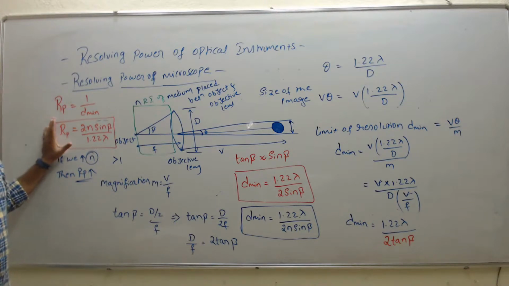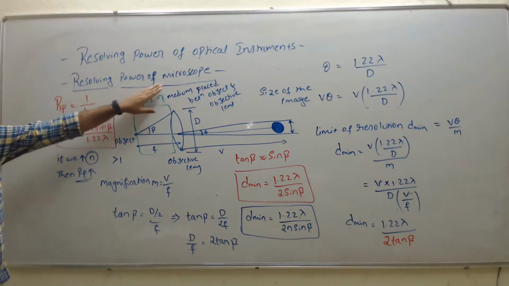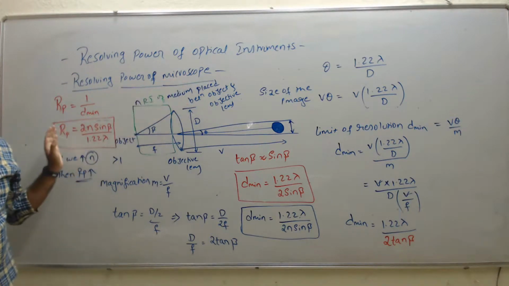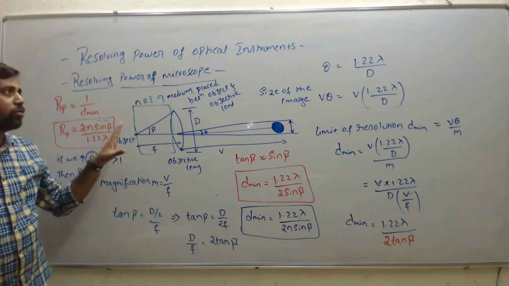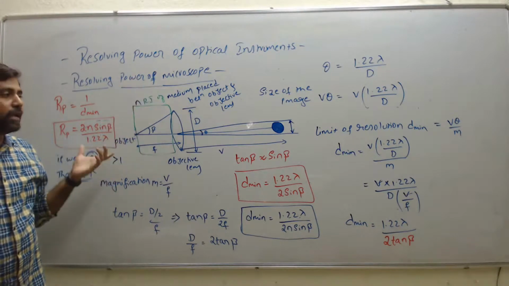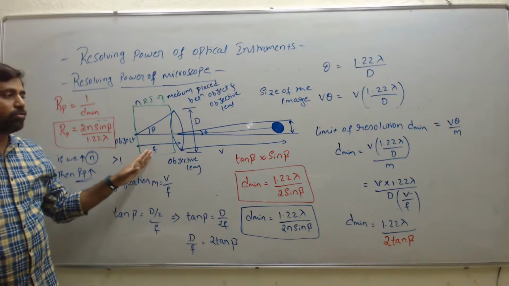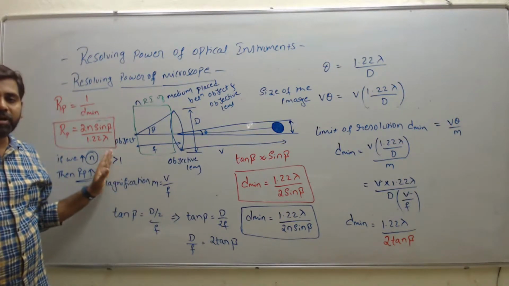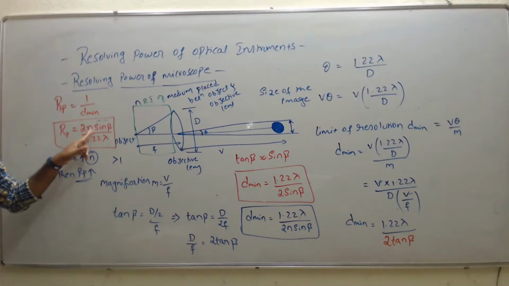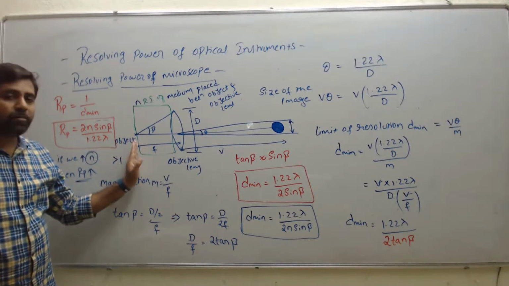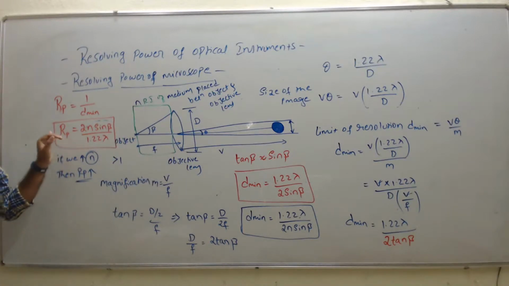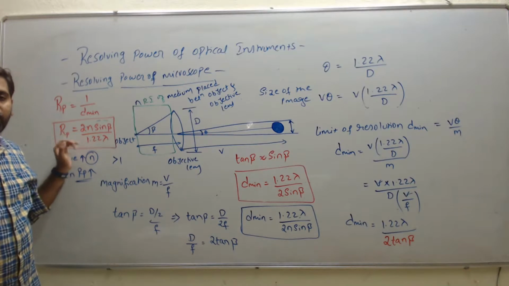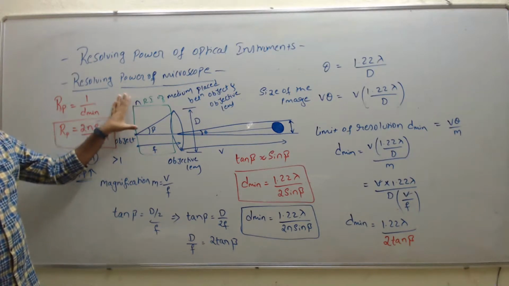For 2 marks, they may ask what is resolving power, to write the mathematical formula for the resolving power of the microscope, and what are the conditions to increase the resolving power of optical instruments. In case of the telescope, if we increase the aperture of the objective lens, the resolving power increases. And in case of the microscope, if we increase the refractive index of the medium placed between the object and the objective, the resolving power increases. So this is about the resolving power.